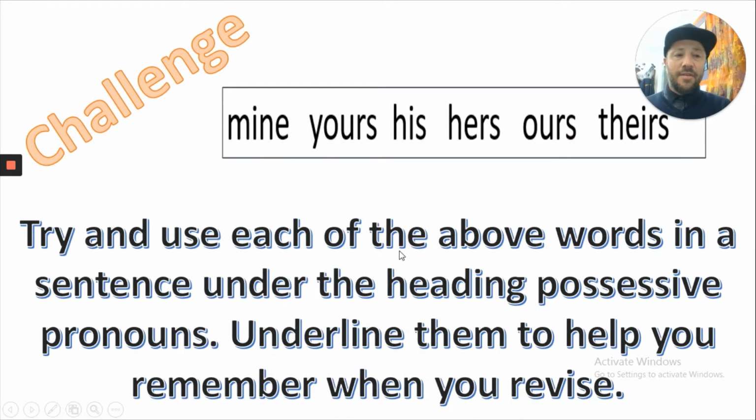Try and use each of the above words in a sentence under the heading possessive pronouns. So pause the video, have a go at that, underline them to help you remember when you revise. So under the heading possessive pronouns, write down some sentences using mine, yours, his, hers, ours, and theirs. Take out the noun, put in the possessive pronoun. If you're stuck, go back to the previous page, have a look at the examples, and then write that under the heading of possessive pronouns. But make sure you underline them when you do it, because that will help you to remember.